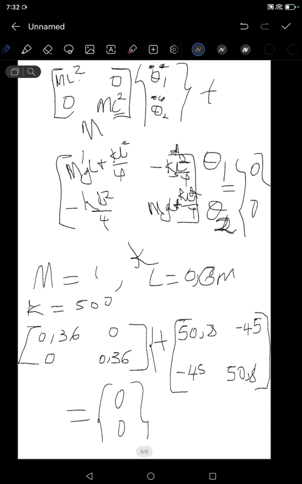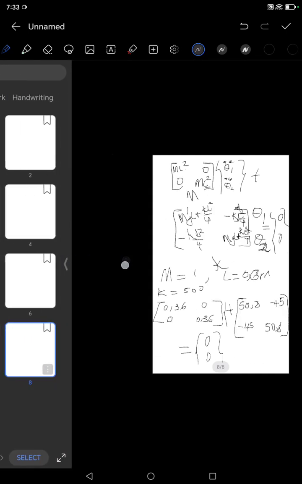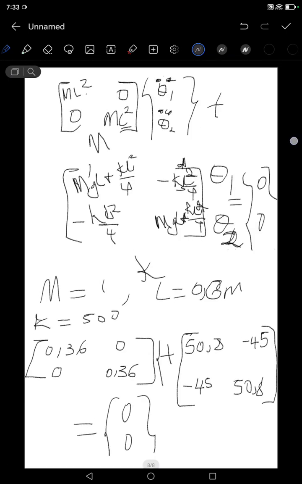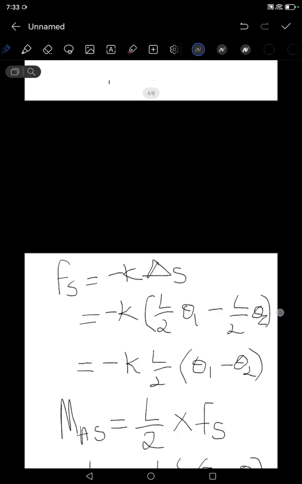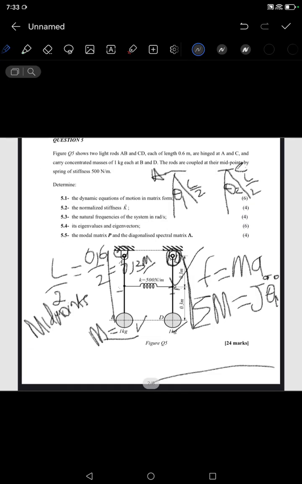After here, they ask us to determine normalized stiffness. Let me just go back a bit. So now we are done with the first question, where they say we have to determine the dynamic equation of motion in a matrix form. We substituted and then we get our answer in a matrix form, which was 0.36, 0.36 plus the 50.8 minus 45 and 50.